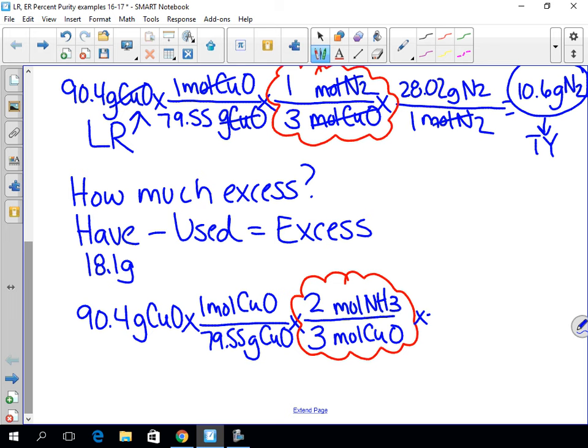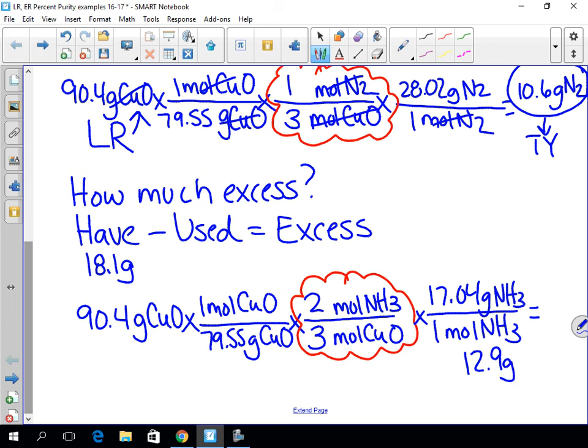And now let's turn that back into grams. This step gets a little bit easier because you've already calculated all those molar masses. We will be careful here because you're going to divide by the 79.55. At this next step with the mole ratio, you can then multiply by 2 and divide by 3. Make sure you do both of those steps. And then multiply by your 17.04. And what we find is 12.9 grams of ammonia was used.